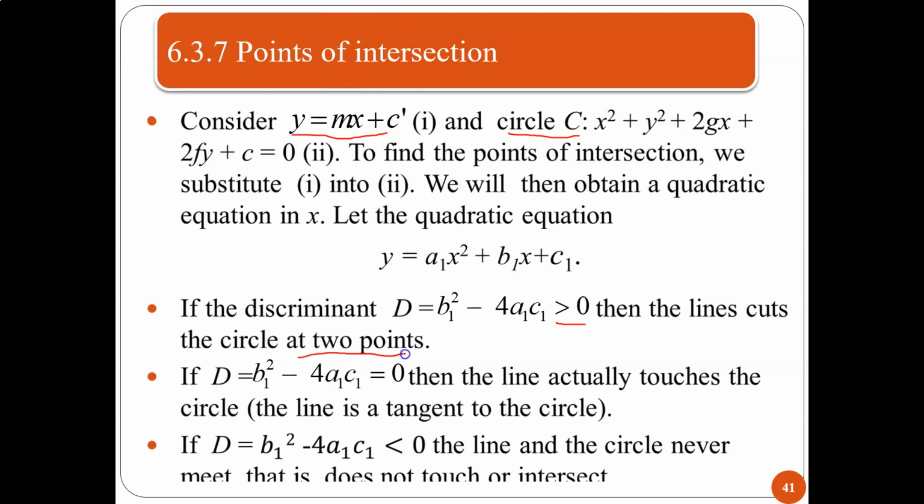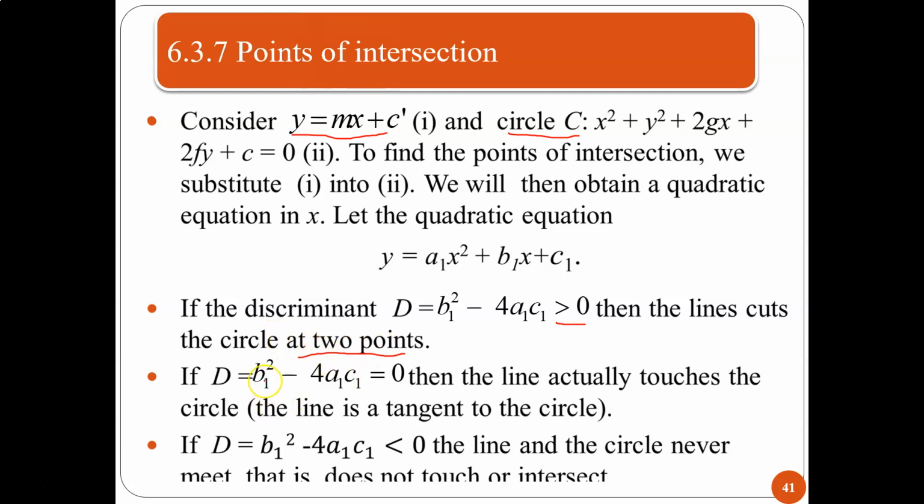It's quite similar to what we learned in chapter 2, where when we have b squared minus 4ac greater than 0, you will have two distinct points. Two different points. So it's quite similar with the circle. You will have 2 points.